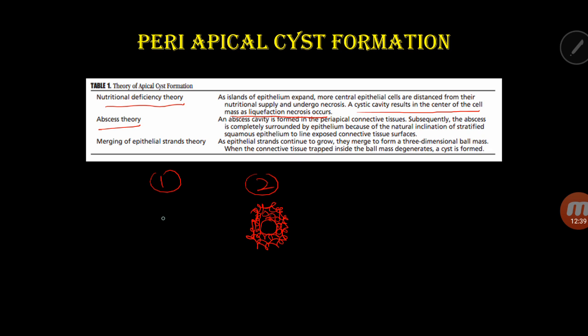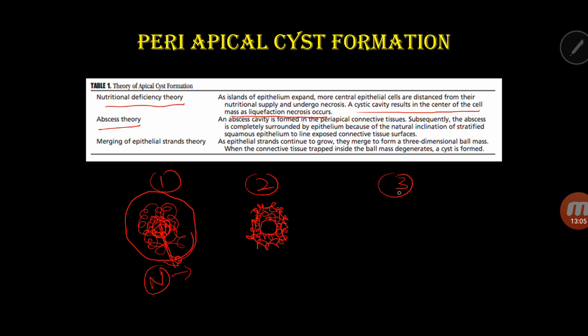The first theory is there will be a center of cells on which this epithelium is formed. Once the epithelium is forming, the distance from the center to the outermost nutrient supply goes on increasing, and finally the central part will not receive any nutrition, so it undergoes necrosis. So this is the first theory.